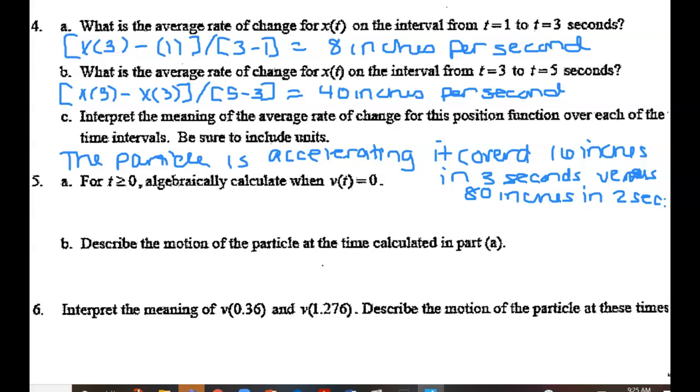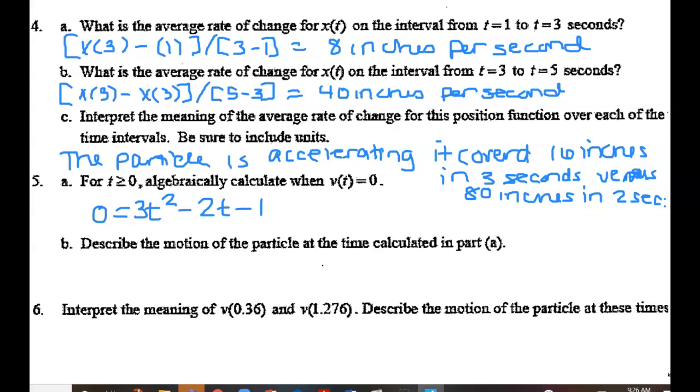Part A of number 5, algebraically calculate the velocity at 0. So way back at the beginning, it gave me the velocity equation. So all we're going to do is set that equation equal to 0. It is a quadratic. If you have a quadratic equation set equal to 0, what's your first move? I have a quadratic equal to 0. What am I going to try to do?